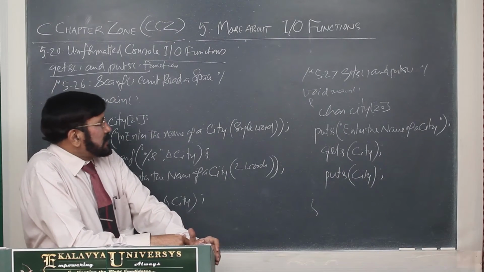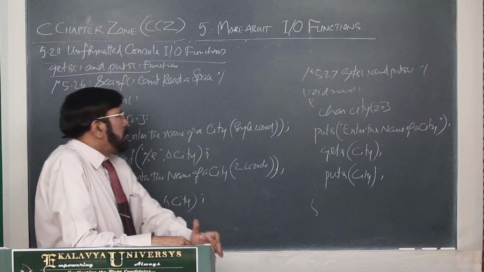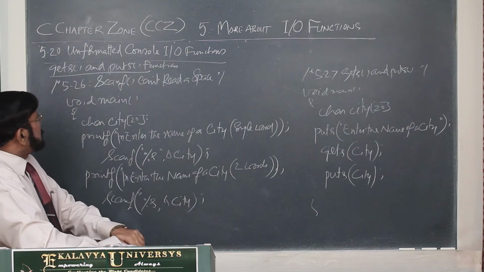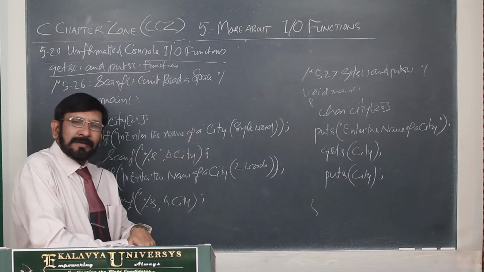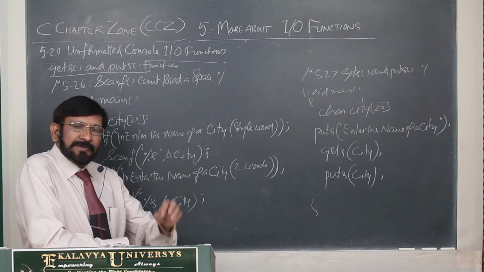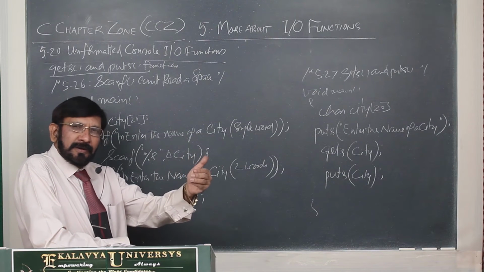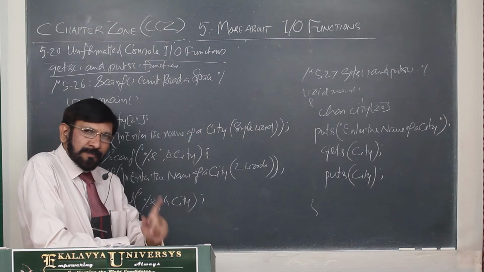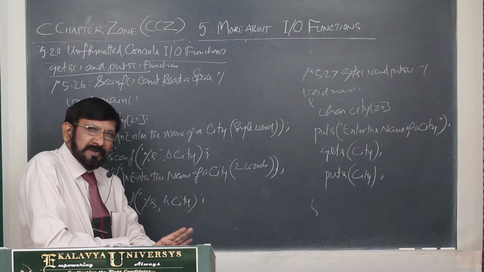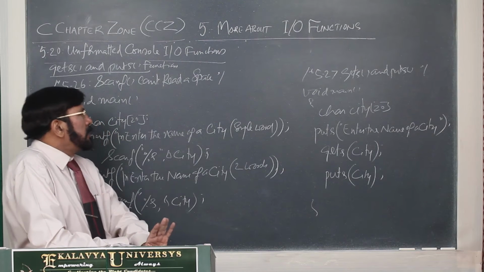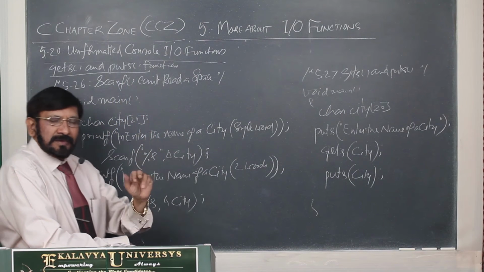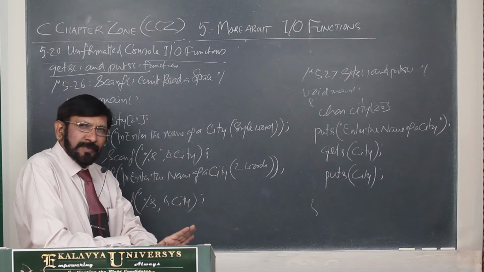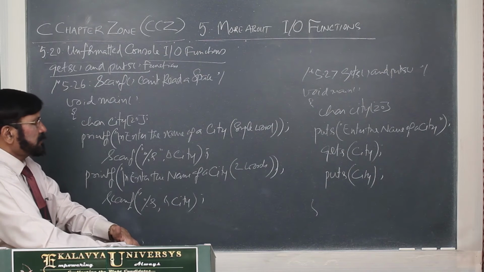Hello friends. Now, as part of the same concept, I will explain the functionalities of gets and puts. Gets is meant for reading a string. This is unformatted, no conversion specifiers are required. And puts is an unformatted output function, it writes the string, no conversion specifiers are required.